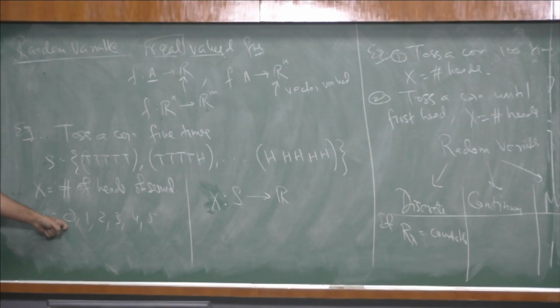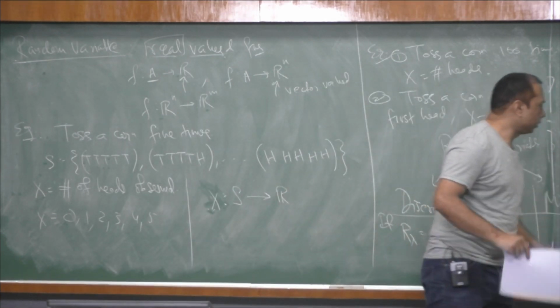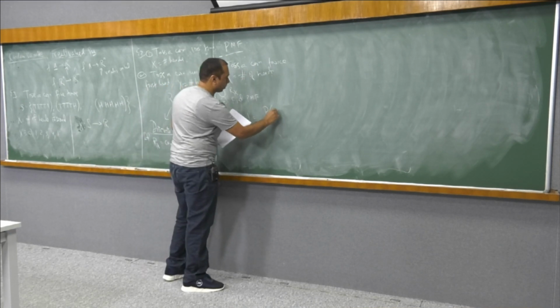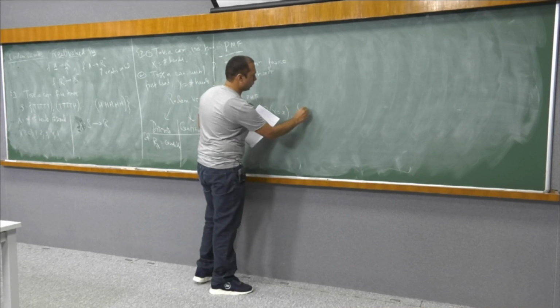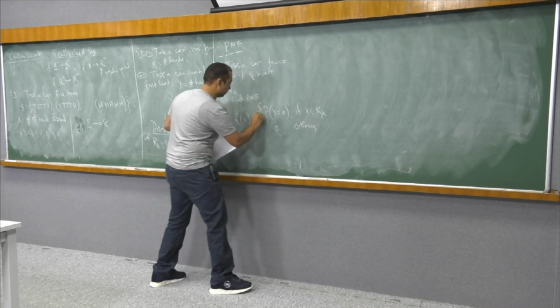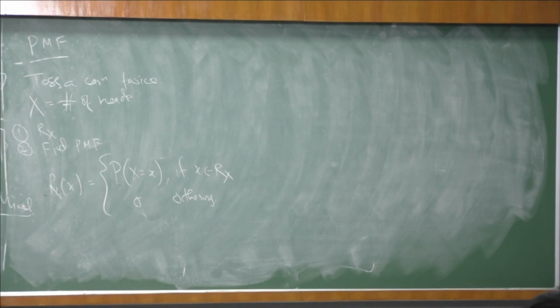What it means is that for a given x, what is the probability of that happening? So in this case I am saying, the probability that x equals 0, the probability that x equals 1. These are the probability values that the random variable takes. So we define the PMF to be the probability that X equals x if x is in Rx, and 0 otherwise. So we are giving some probability values.